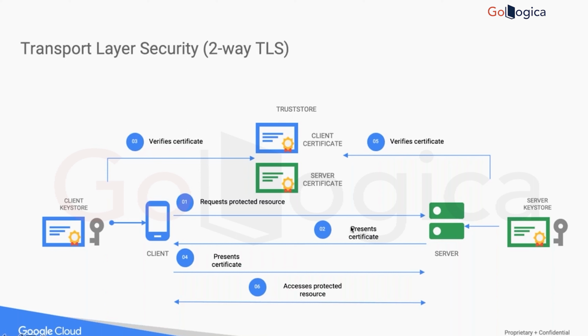In two-way TLS, the client will make a call to access a resource. The server will present the certificate, and the client will verify the certificate. That is pretty much similar to what happens in one-way TLS. Now after verification of the certificate, the client will present its certificate, and the server will verify the client certificate from the trust store which it has maintained. From that trust store, the server will verify that the client certificate is also valid, and after that they will transfer the data. So that process happens every time.